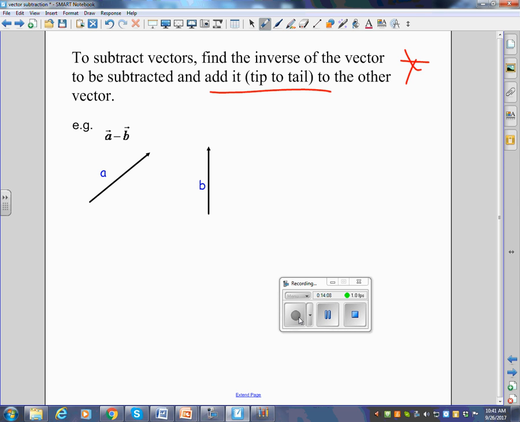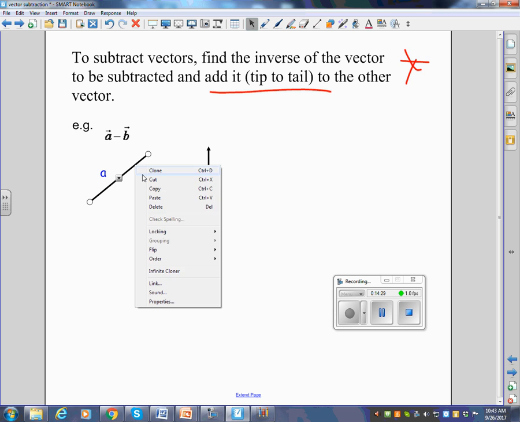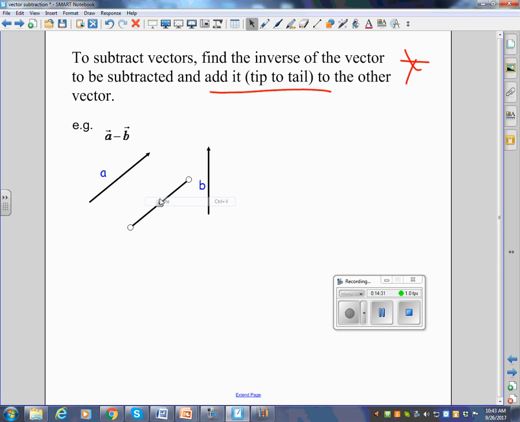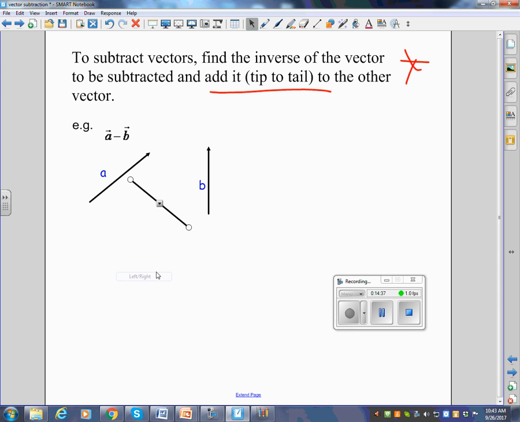Okay? To subtract vectors, you find the inverse of the vector to be subtracted and add it tip to tail to the other one. Okay, so, for example, I've got A minus B. You've got to convert this A into negative A. So how do I do that? Pull a 180, swing it around. I just have to flip it left, right, and flip it.